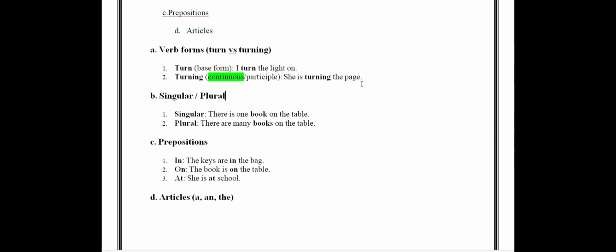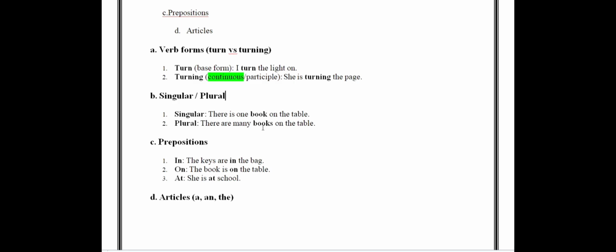Similarly, how does singular and plural work? Singular: there is one book on the table. Very fine. Plural: there are many books on the table. The word book is singular, the word books is the plural form of it.